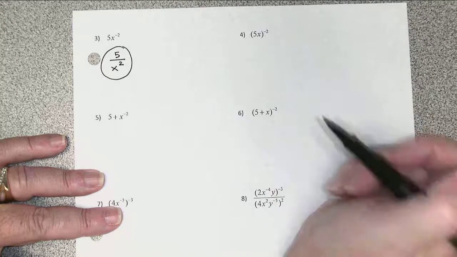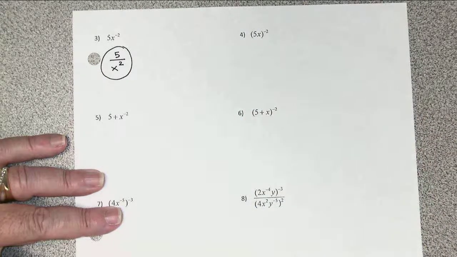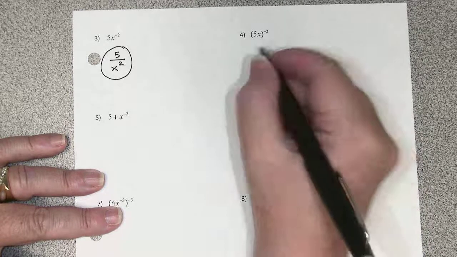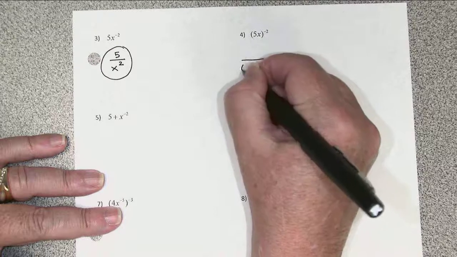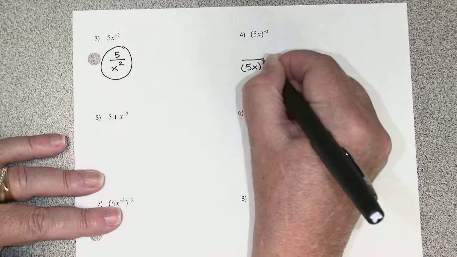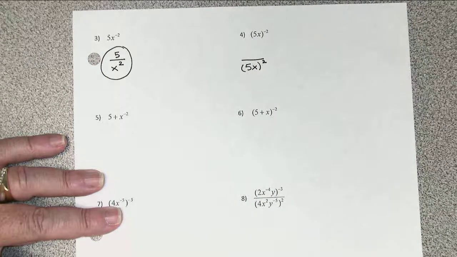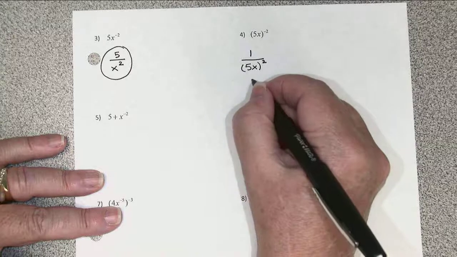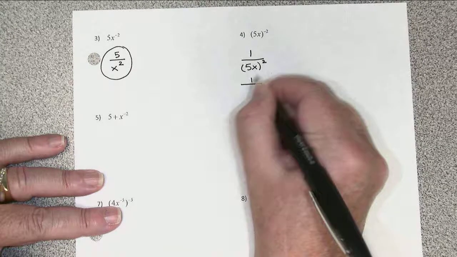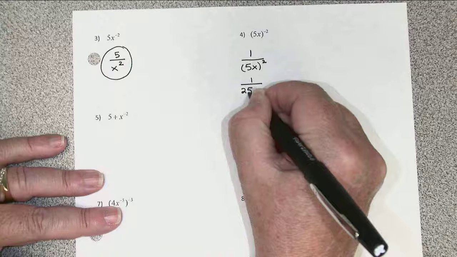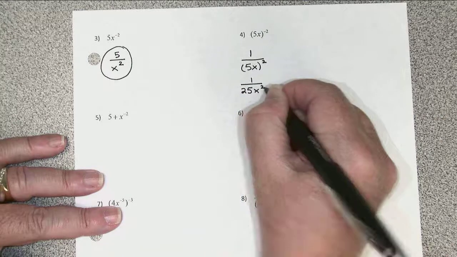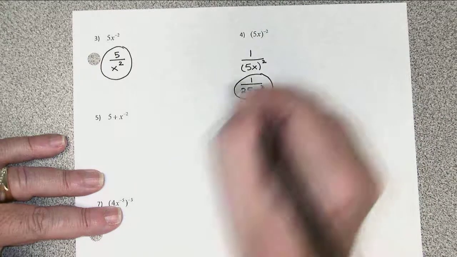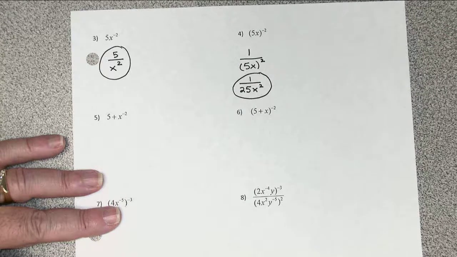Number 4, the entire 5x is in parentheses, all raised to the negative 2 power. So what I could do is take that entire 5x to the second power and move it across the fraction bar. That's just going to leave a 1 on the top. And I'd end up with 1 over 5 squared is 25, and x squared is still x squared, for a simplified form of 1 over 25x squared.